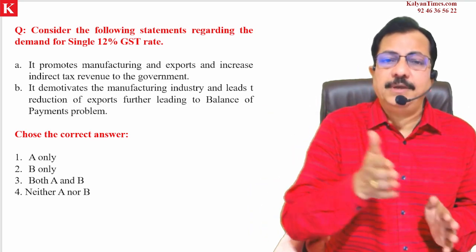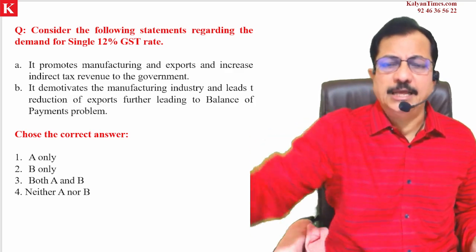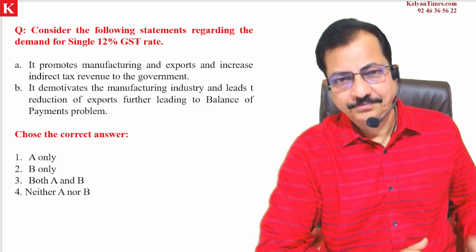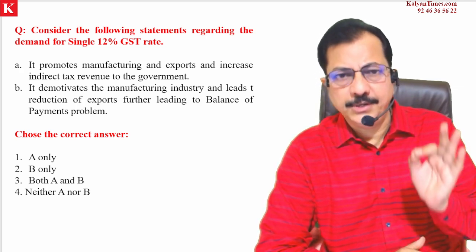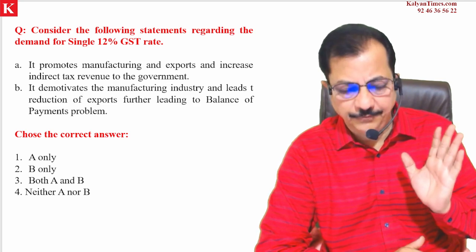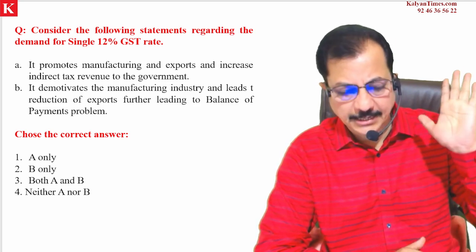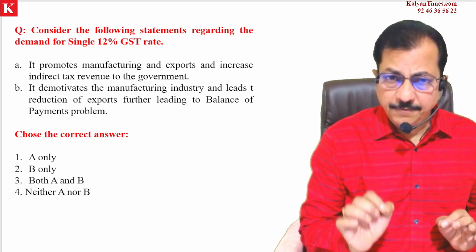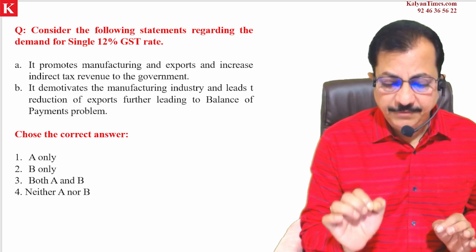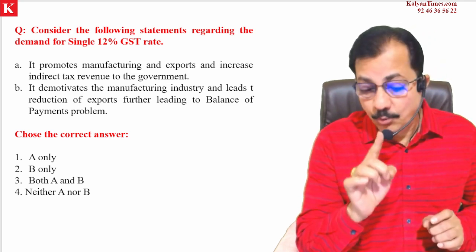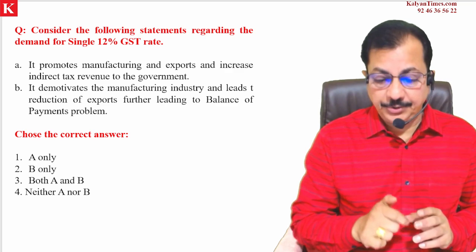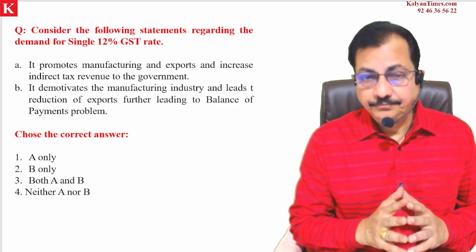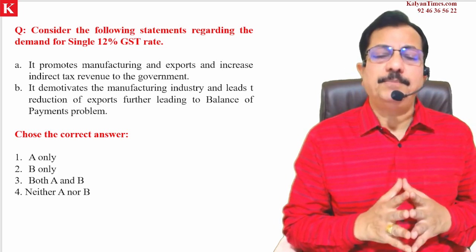The more is the manufacture, the more can be the exports. The more is the exports, the more is the revenue to the government. Hence, statement A is correct. Am I clear? So these are the points that you have to remember very clearly and carefully. Clear? So statement A is correct for me. Statement B: introduction of a single 12% GST rate will demotivate the manufacturing industry and lead to reduction of exports further, leading to balance of payment problems.